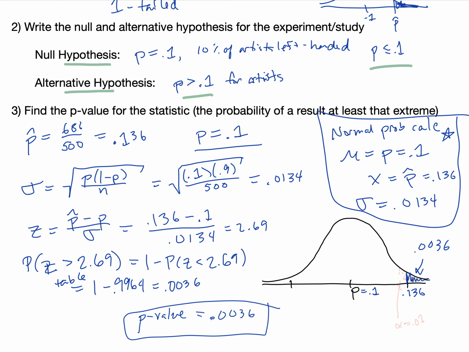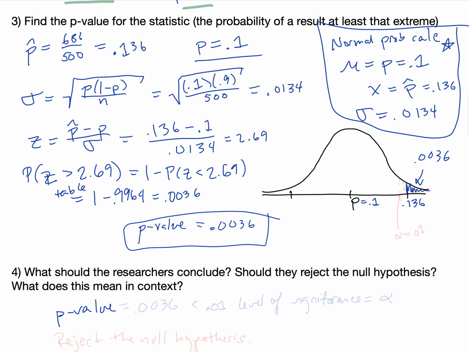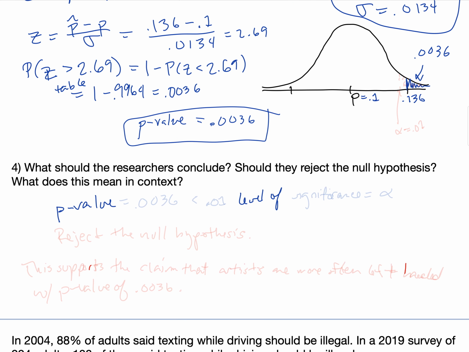Lastly, what should the researchers conclude? Should they reject the null hypothesis, and what does this mean in context? When we determine whether or not to reject the null hypothesis, we always compare the p-value to the level of significance. In this case, the p-value was 0.0036, and our level of significance was 0.01. So here, the p-value is less than the level of significance, alpha. Alpha is the level of significance. 0.01 in this case was the level of significance we were asked to use.